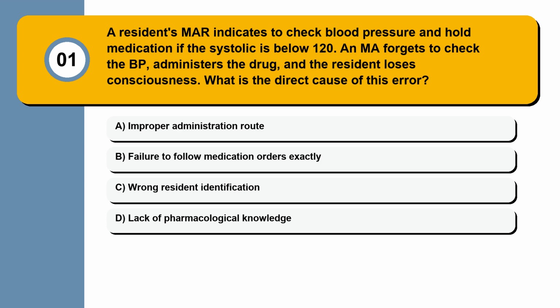Question 1. A resident's MAR indicates to check blood pressure and hold medication if the systolic is below 120, and the MA forgets to check the BP, administers the drug, and the resident loses consciousness. What is the direct cause of this error? Improper administration route. Failure to follow medication orders exactly. Wrong resident identification. Lack of pharmacological knowledge.